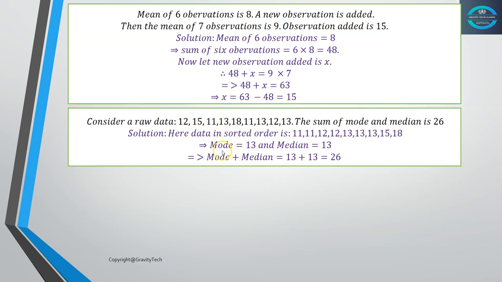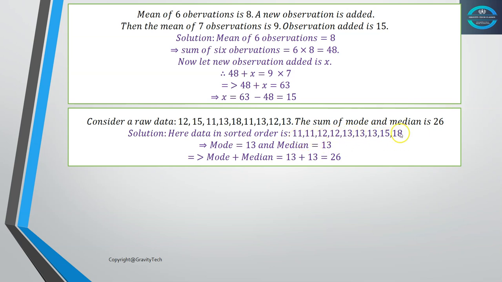See, now what is the mode? Which number has come the most times? Which number has repeated the most? 13. So we call that the mode. Okay, and the median will be the middle number of these. How many numbers are there in total? 1 2 3 4 5 6 7 8 9.